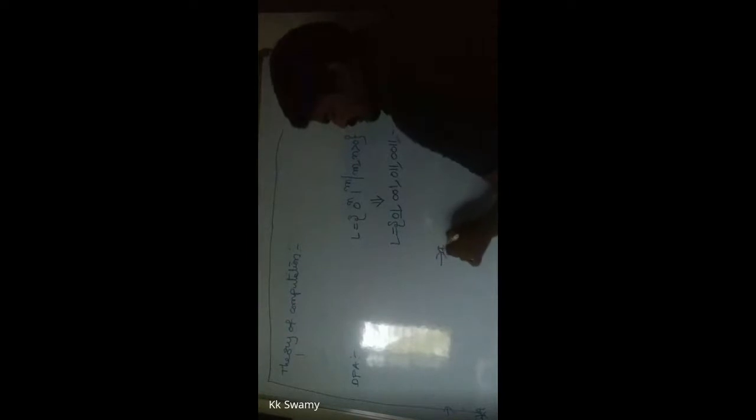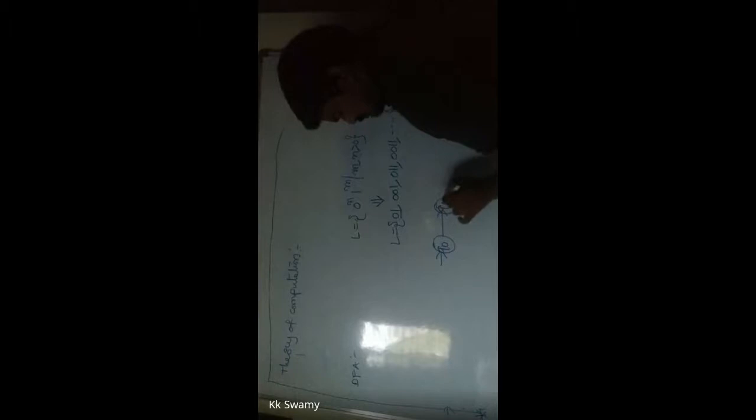Now, first, what is the minimum string here? 0 1. The minimum string is 0 1. How many states are required? 3 states, because the string length is 2. Q naught, Q1, and Q2, with input symbols 0 and 1.